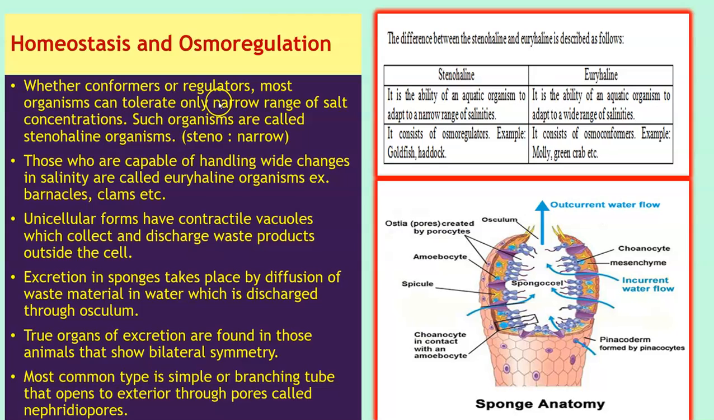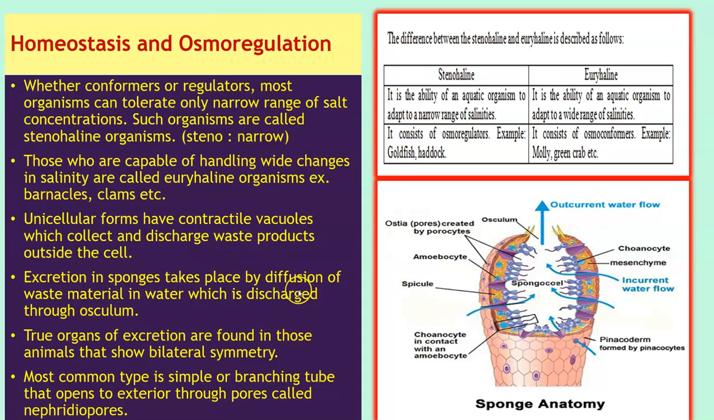Now students, whether conformers or regulators, most organisms can tolerate only a narrow range of salt concentration. Such organisms are called stenohaline, that is, a narrow range of salt concentration. Those capable of handling a wider range in salinity are called euryhaline. Example, barnacles, clams, etc. Unicellular forms have contractile vacuoles which collect and discharge waste products outside the cells.